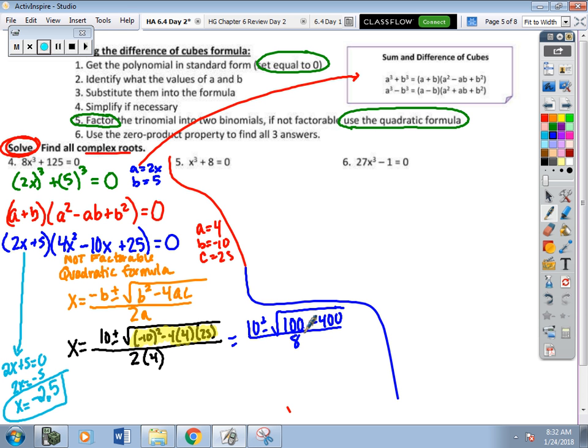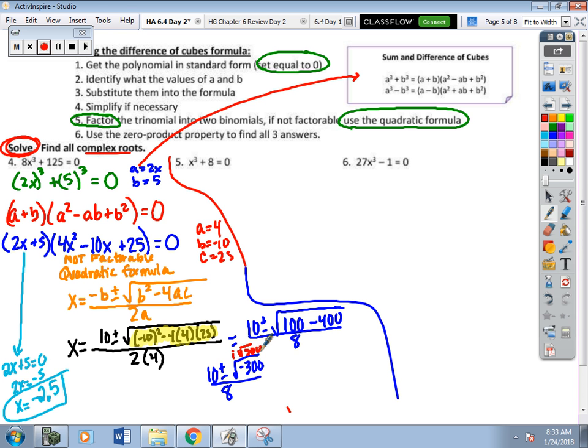All over 8. Subtract under a radical. I'm going to get the square root of negative 300. And then we have to reduce the radical. First take out an i. So this would become i square root of 300.